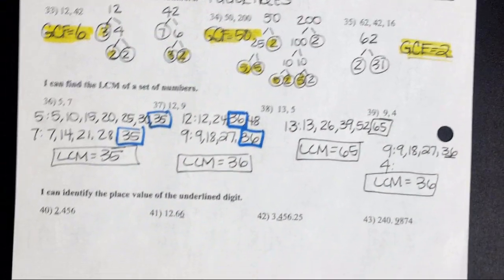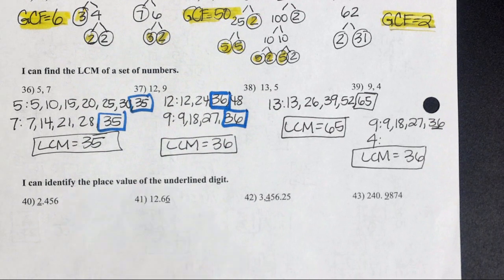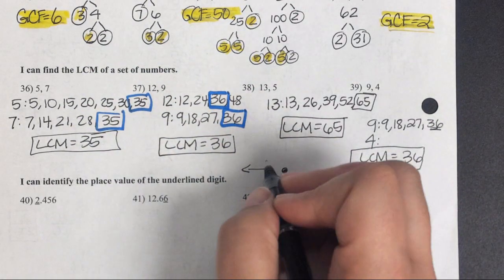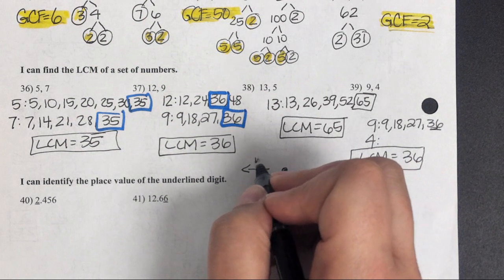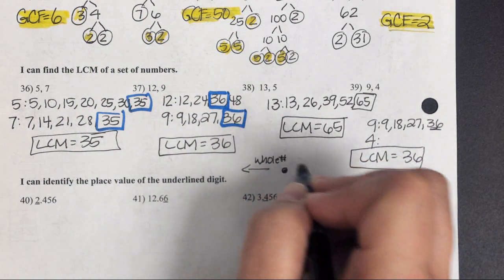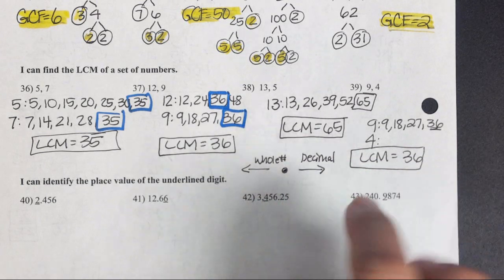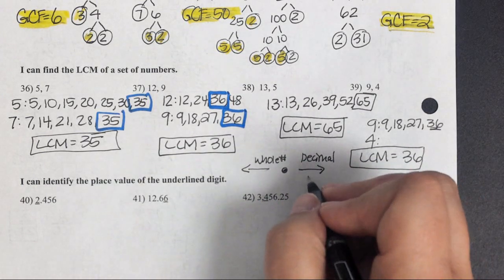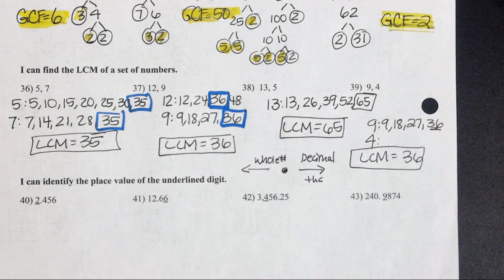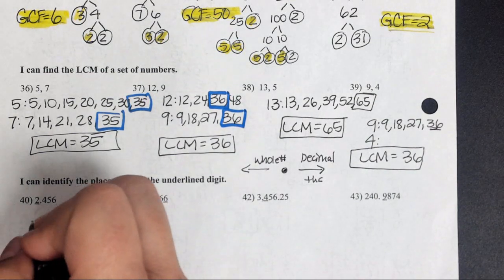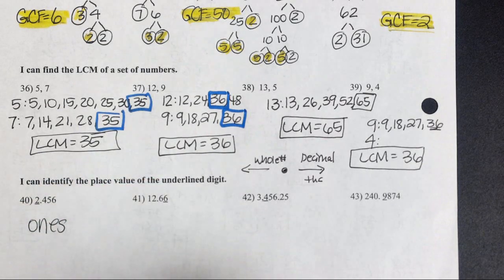Okay, last thing we need to go over is place value. Remember, anything to the left of the decimal, these are going to be whole numbers. Anything to the right is going to be a decimal. This would be our tenths, hundredths, thousandths, the THs. So looking at this place, is the first place to the left. This would be our ones place.